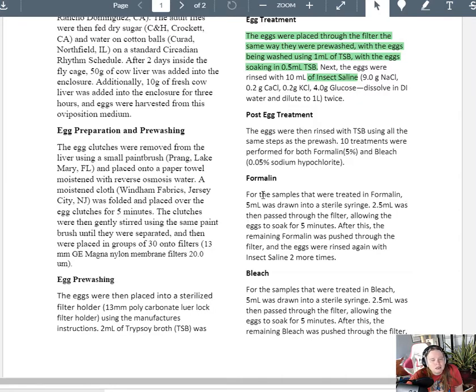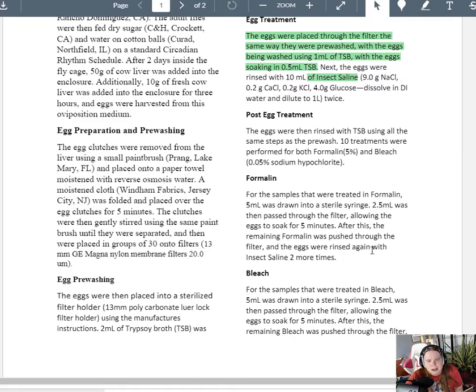Okay. Samples are treated in formalin. Good job breaking these up into a sterile syringe. When you start a sentence with a number, you need to spell out that number no matter what it is. So 2.5 should be spelled out. Pass through the filter, allowing the eggs to soak for 5 minutes. Okay. Yeah, that makes sense. After this, the remaining formalin is pushed through. Good. Push through, and rinse with insect saline 2 more times.